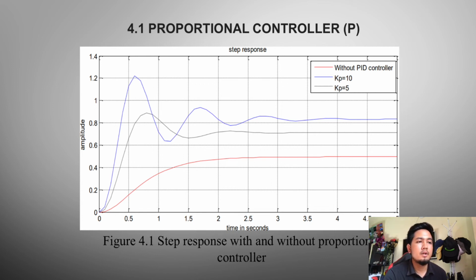The proportional controller reduces the rise time and improves the steady state error to some extent, but ringing and overshoot start to appear. A proportional controller with KP10 looks better in terms of reducing the steady state error compared with KP5. For KP10, the settling time is about 2.95 seconds, with an overshoot of 47% and a steady state value of 0.83.